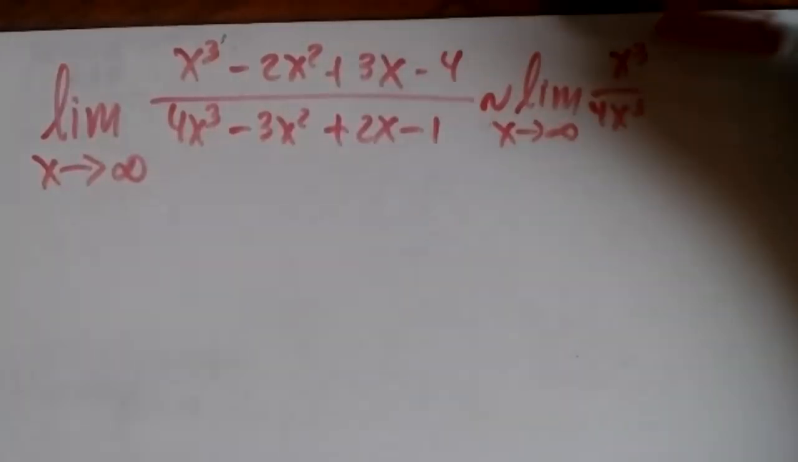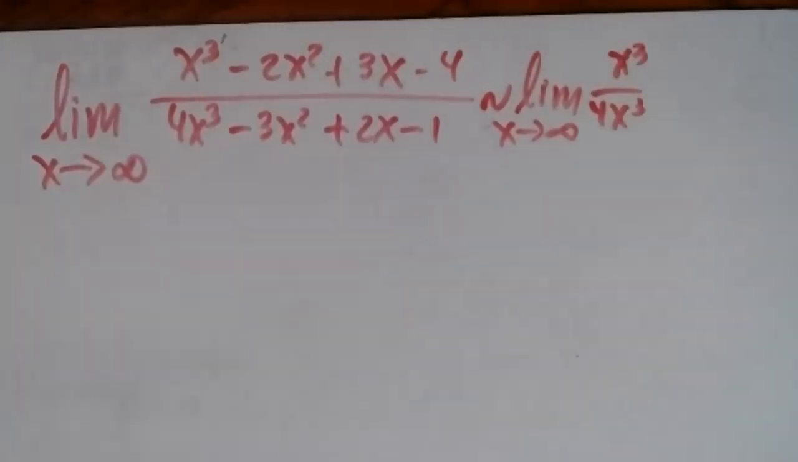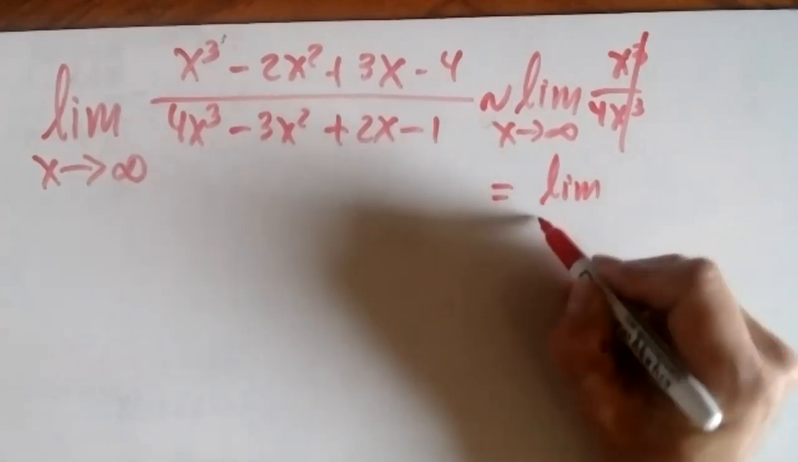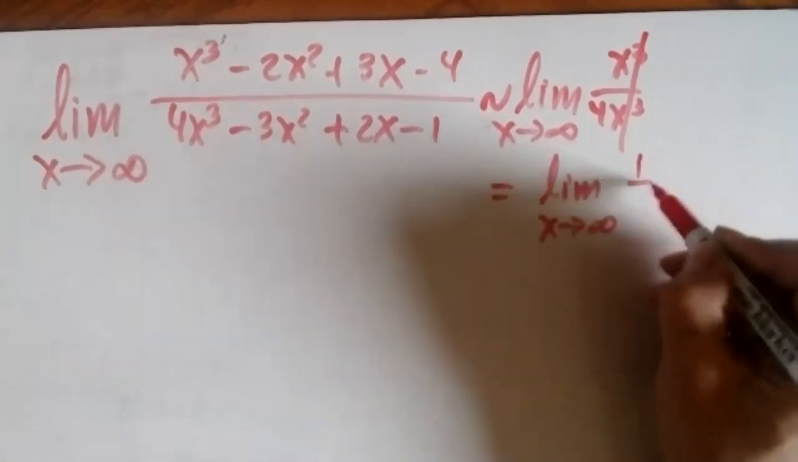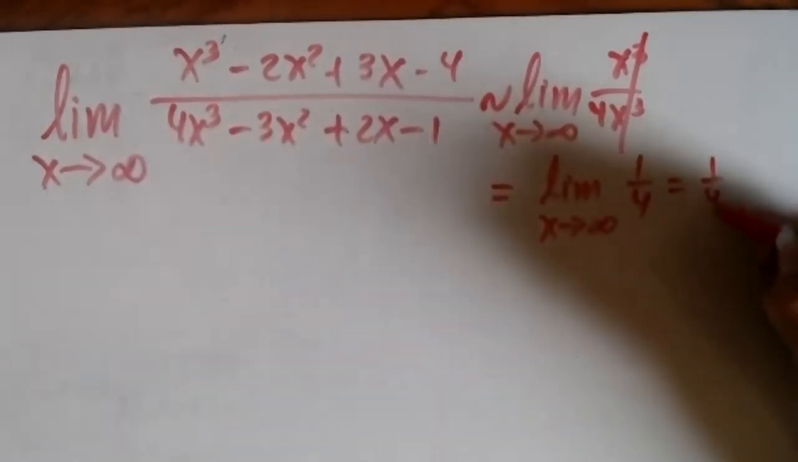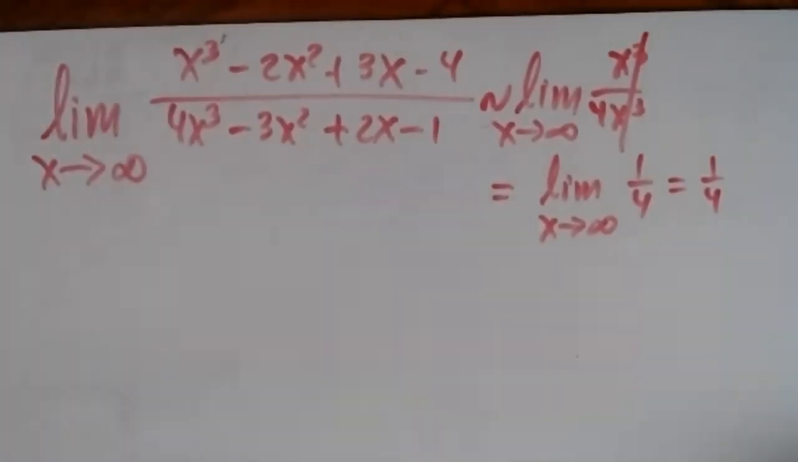Now, what you can do with the cubes is you can cancel. These cubes can be canceled because they are the same. So this is going to be the limit at infinity of 1/4. And what is the limit of a constant? It's the same constant, correct? So my limit is 1/4.